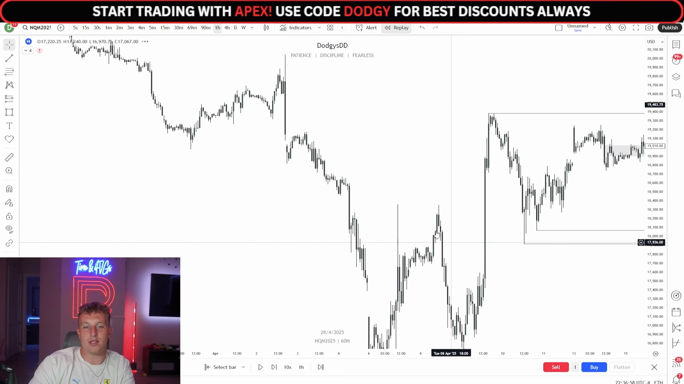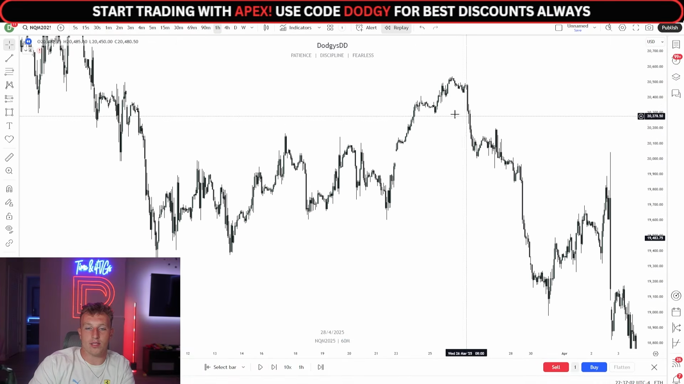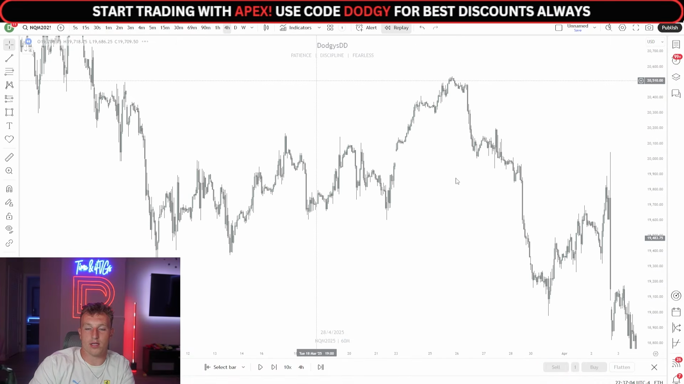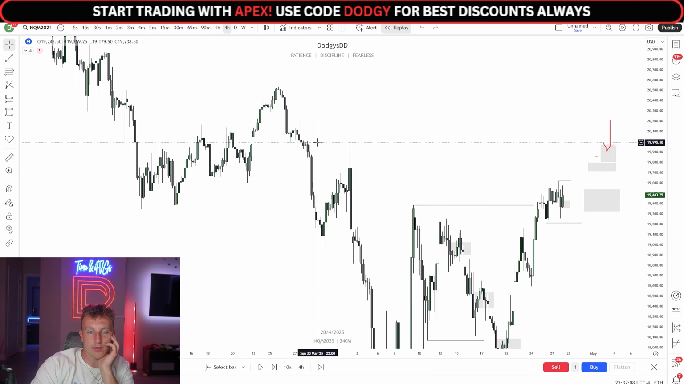But I'm just showing you the concept and how I get the bias right most of the time, right? I'm literally just going to the hourly time frame, you know, you can go to the 4-hour time frame, and I'm just waiting for these very easy swing points to get broken, or these very easy inversion fair value gaps.